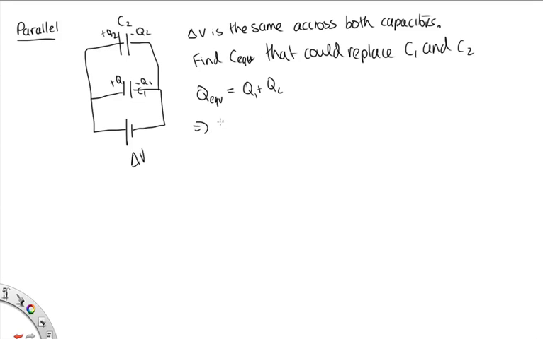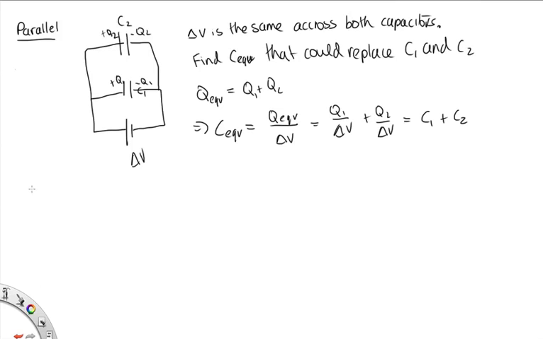The plate would have to have that total charge on it, and delta V will just be delta V. So this tells us that the equivalent capacitance is equal to the equivalent charge over delta V, which is equal to Q1 on delta V plus Q2 on delta V, which is equal to C1 plus C2. So if we want to replace C1 and C2 with an equivalent capacitance in parallel, we just replace them with a capacitance equal to C1 plus C2.